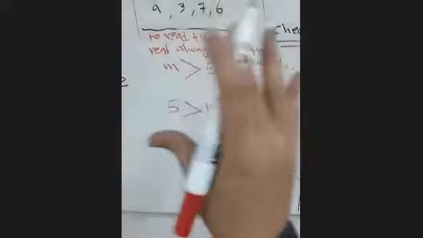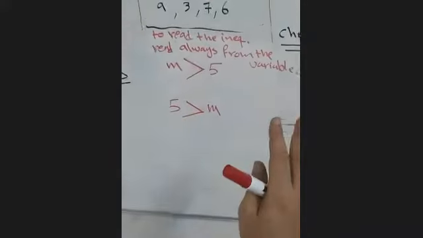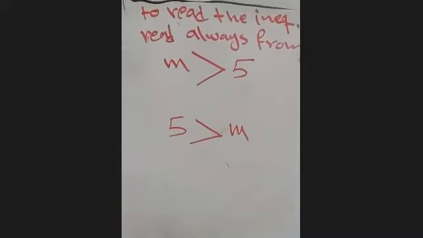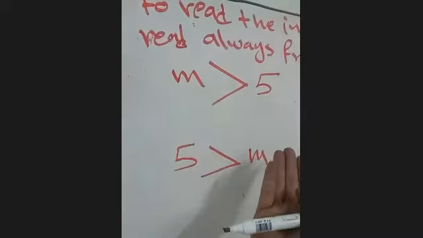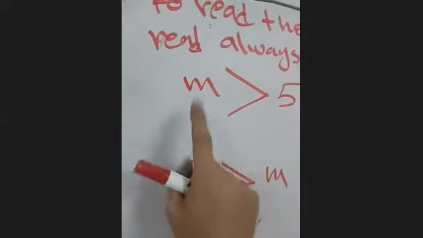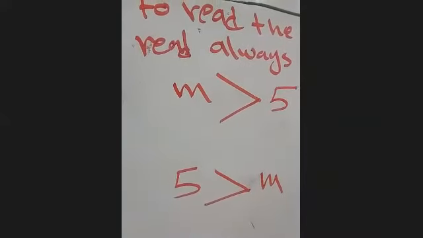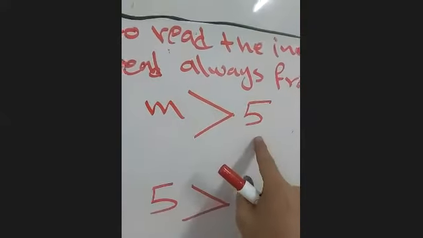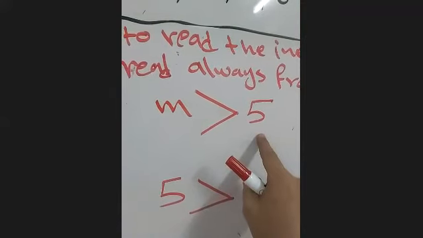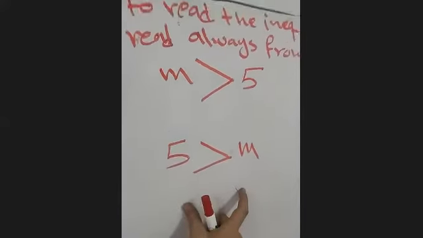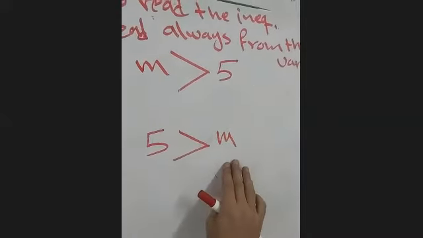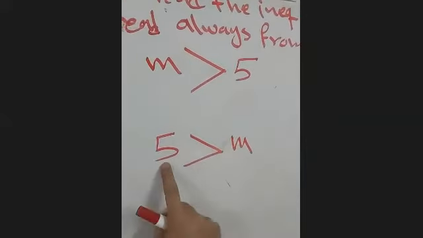Reading an inequality means reading it from the variable. If it has a variable, we always read it from the variable, not from the number. Here, I don't say 5 less than m. No. What I will say is m more than 5. Got it? Where do we always read from? From the variable. Where is the variable? m. So I will say m less than 5.